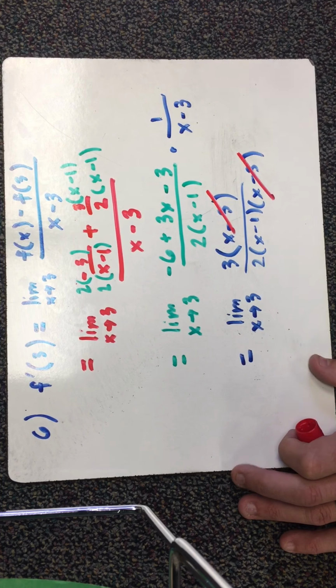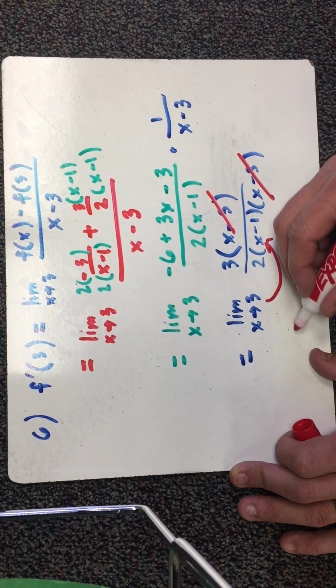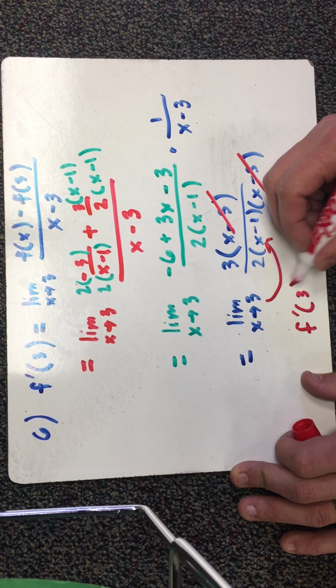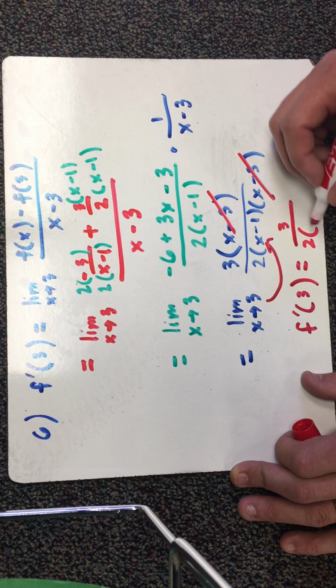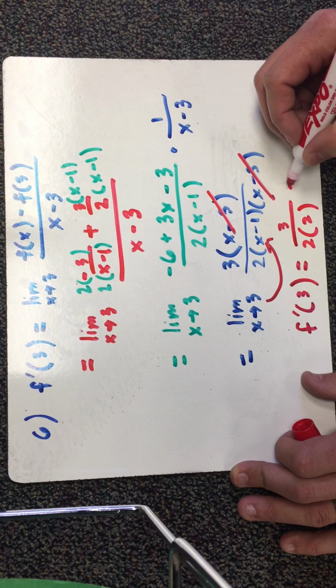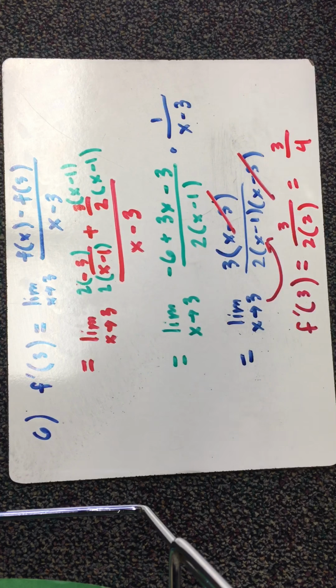these guys cancel, and now I can direct substitute in 3, and I have the derivative at 3 is equal to 3 over 2 times, when I plug 3 in gets me 2, or 3/4. Okay, so there's the derivative at the value 3, and that's using the definition of the derivative at a point.